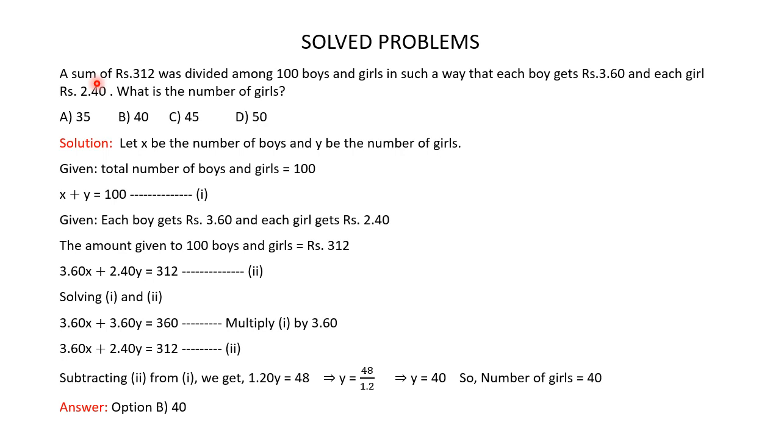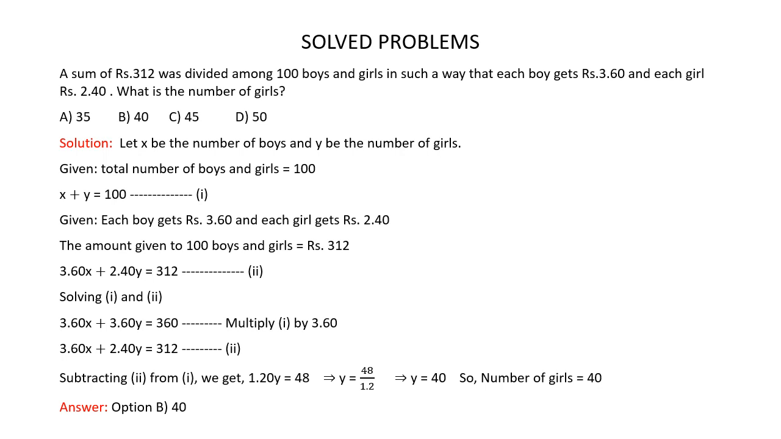A sum of rupees 312 was divided among 100 boys and girls in such a way that each boy gets 3 rupees 60 paisa and each girl gets 2 rupees 40 paisa. What is the number of girls? You are given 4 options and you have to find out which of these options is the correct one.